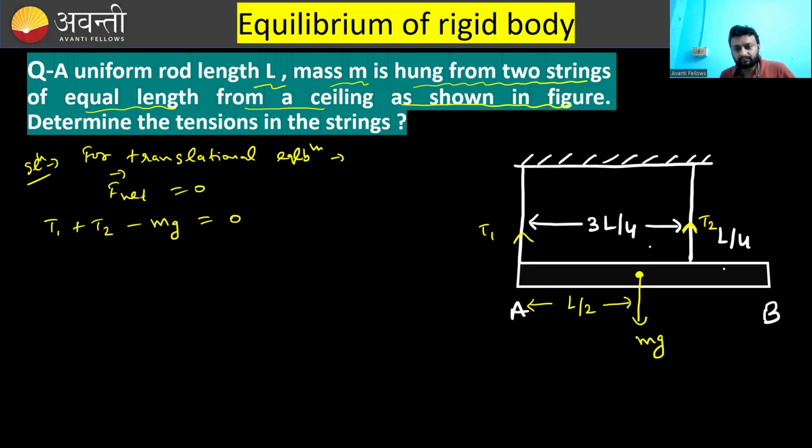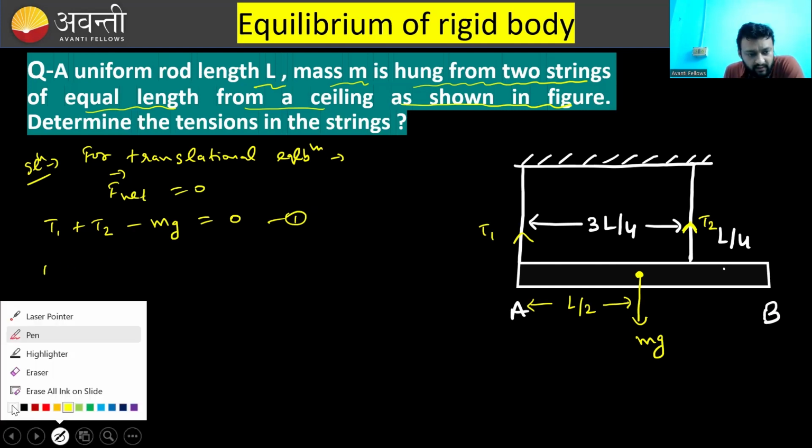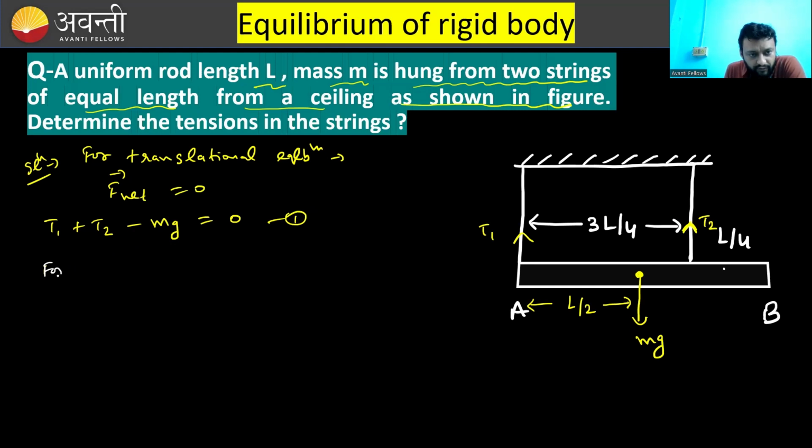Let it be equation number one. Or you can say T1 plus T2 is equal to mg, you can place it anytime. Now for rotational equilibrium, I can change the pen here.